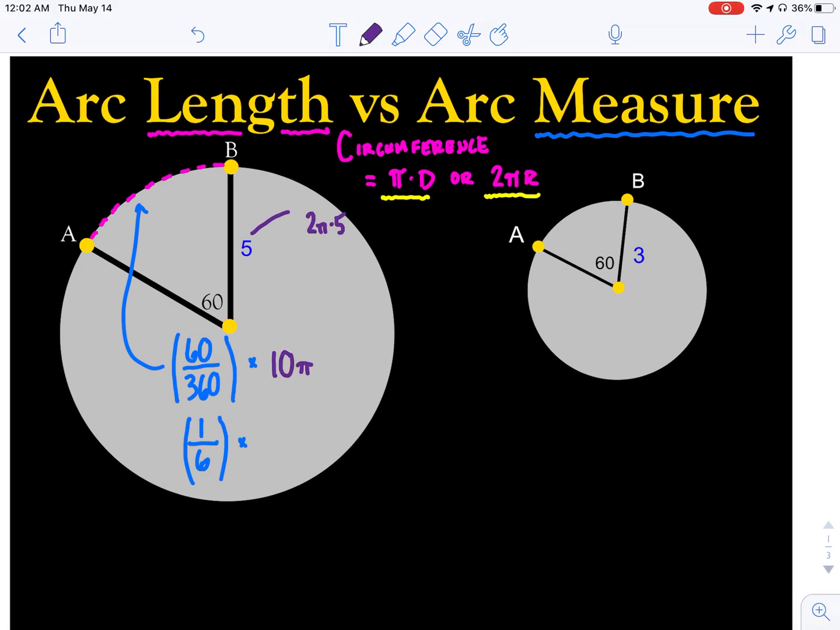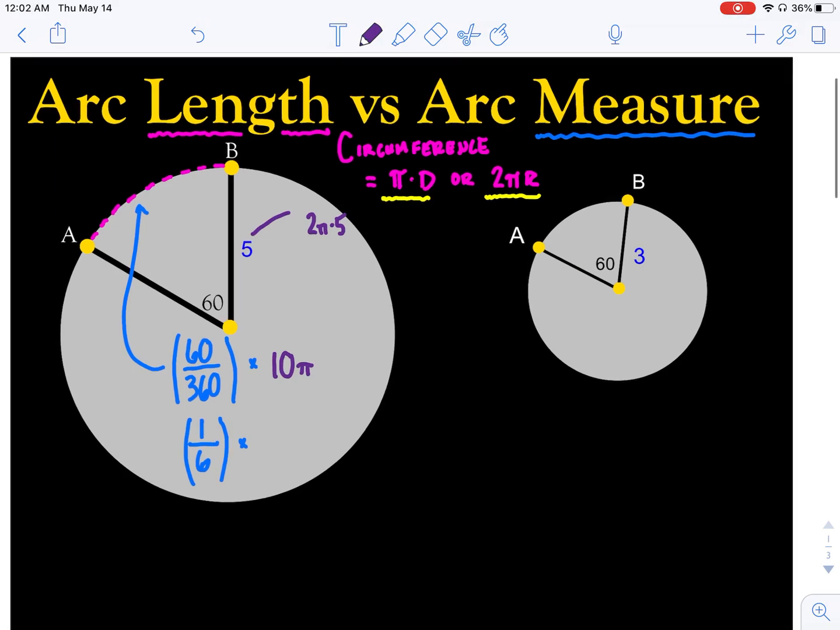So now it just becomes a calculation. I'll ask my watch. 1/6 times 10 pi. Oops, try again. 1/6 times 10 pi. It's about 5.2359. 5.235, so about 5.2. So 1/6 times 10 pi is approximately 5.2 units.